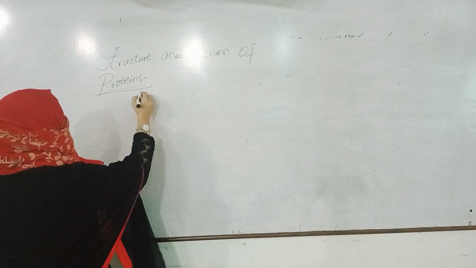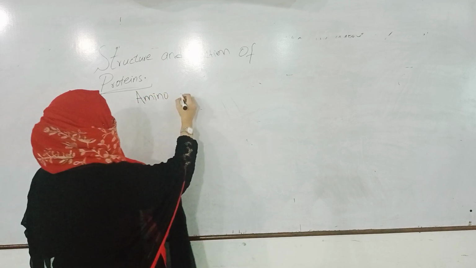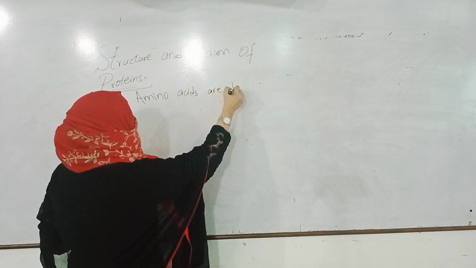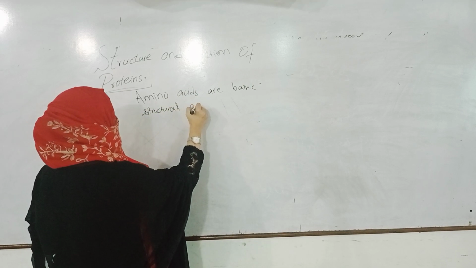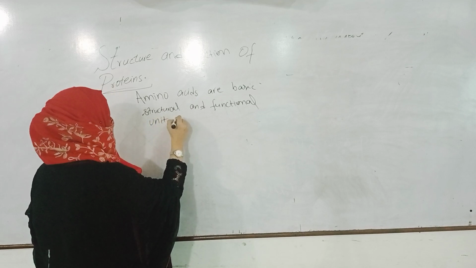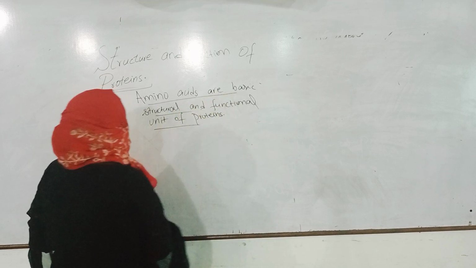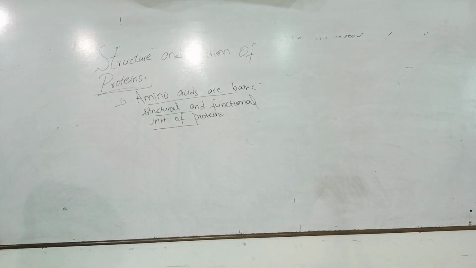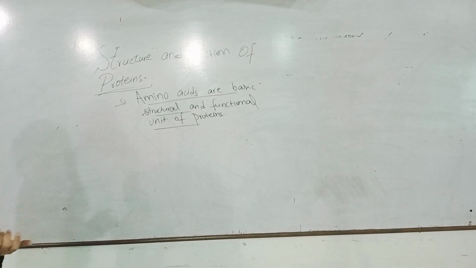So as you all know, proteins are formed by amino acids, and in general you can say amino acids are the basic structural and functional unit of proteins. And on the basis of the number and the complexity of the joining of the amino acids, proteins can be classified into various forms.